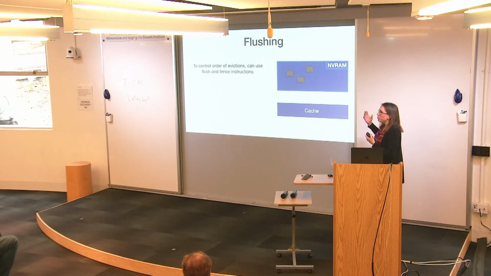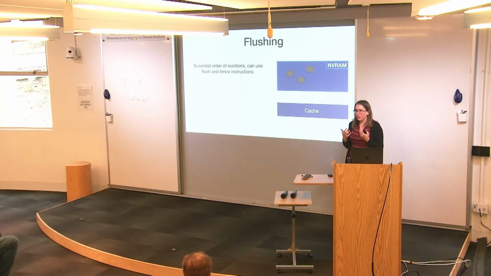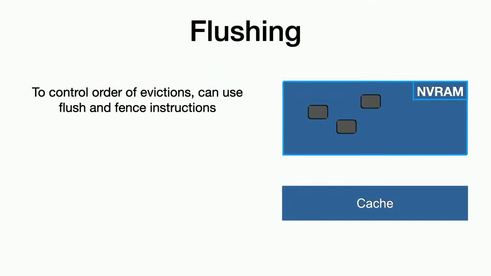So what can we do from a programming or algorithm design perspective to control these out of order evictions? We can insert explicit flushing, tell the cache which elements to flush and when. There are these flush instructions that tell the cache, I want you to now evict this first memory location onto the main memory.